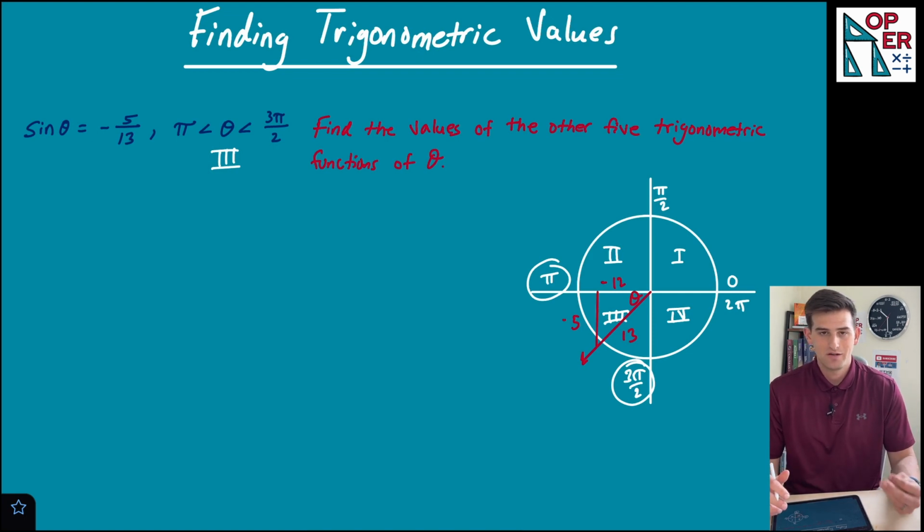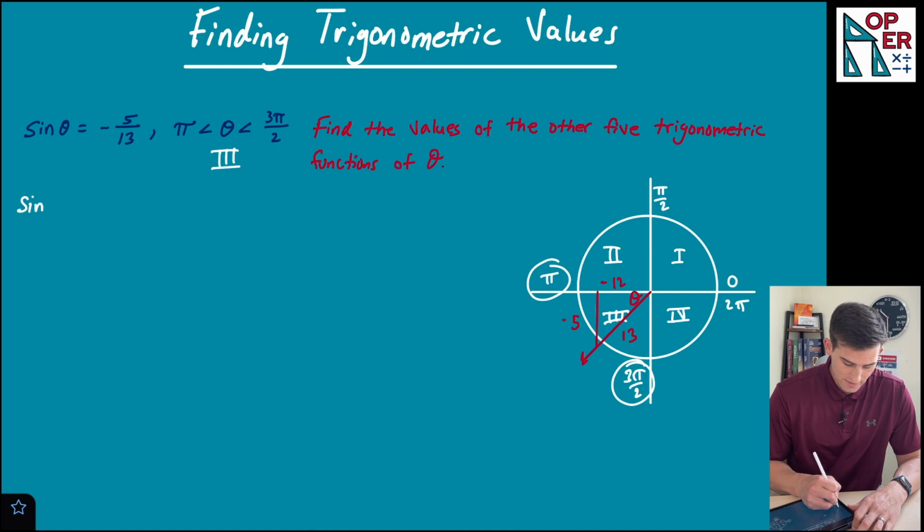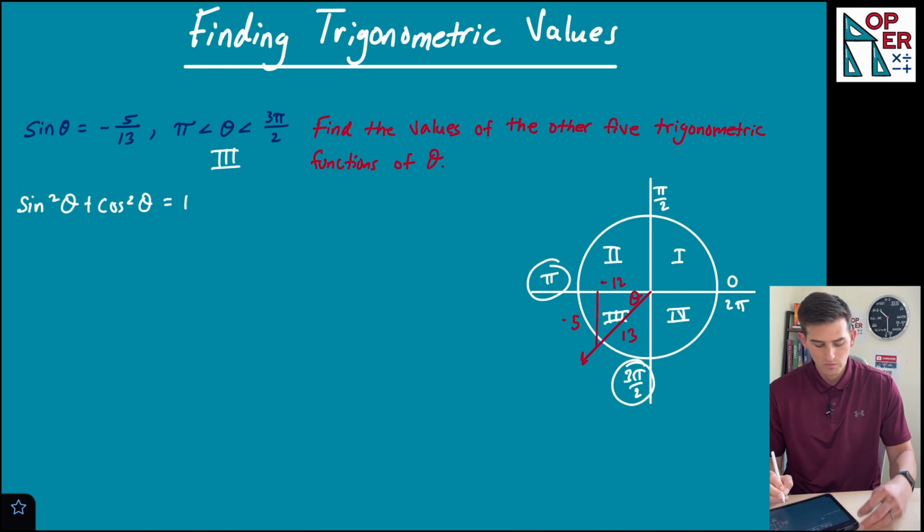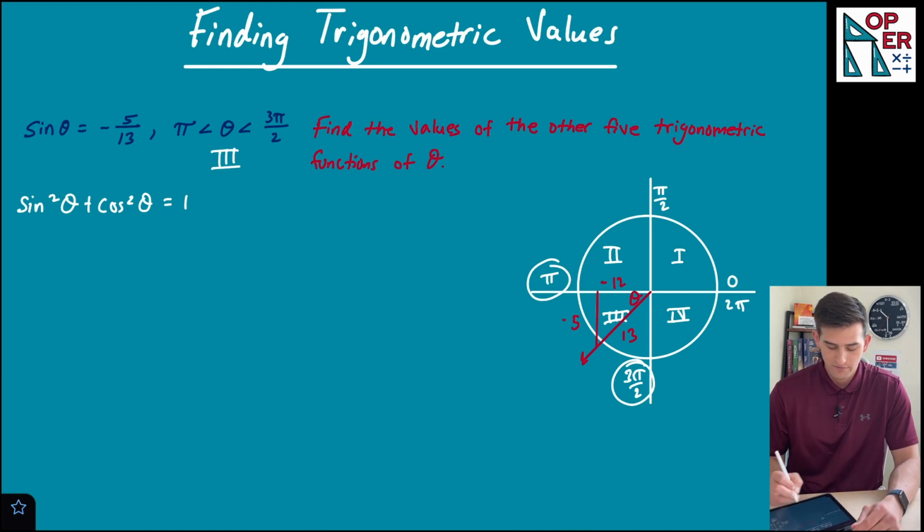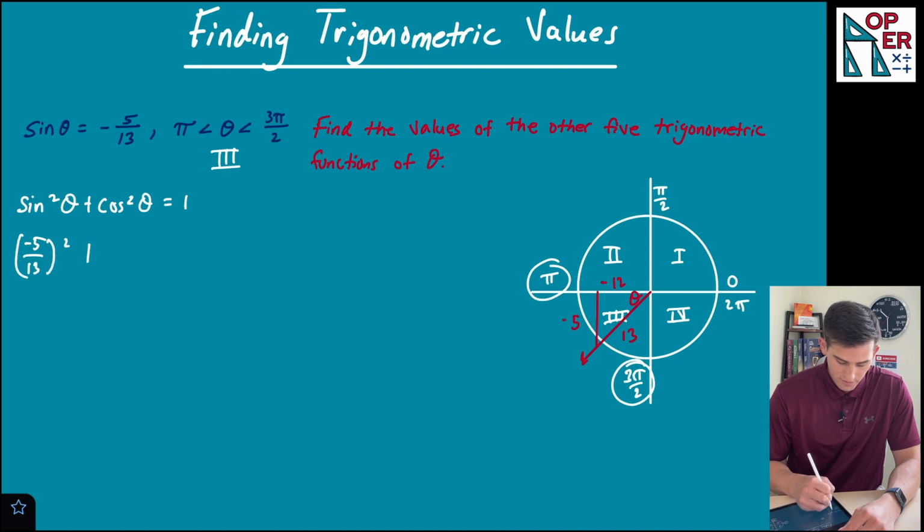All right, so now let's use some of these fundamental trigonometric identities to come up with our other five values. Let's find cosine first, then tangent, then we can find the inverses of those three, giving us secant, cosecant, and cotangent. If I know sine of theta is -5/13, let's use our Pythagorean identity: sine squared theta plus cosine squared theta is equal to 1. Plugging in sine of theta, we have (-5/13) squared plus cosine squared theta is equal to 1.